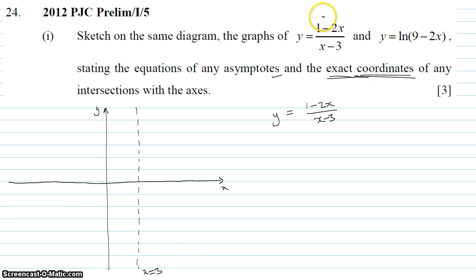The other thing you should recognize is that this is a rectangular hyperbola, so there should be a horizontal asymptote as well. For the horizontal asymptote, we consider what happens as x becomes very, very large. Then this approaches negative 2x over x, because when x is huge, the 1 doesn't matter and the minus 3 doesn't matter. The x's cancel, and this is about minus 2. So we get a horizontal asymptote at y equals negative 2.